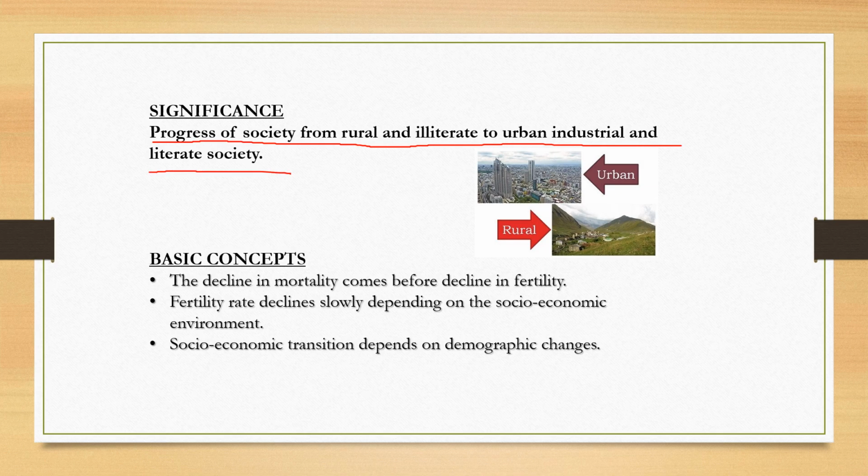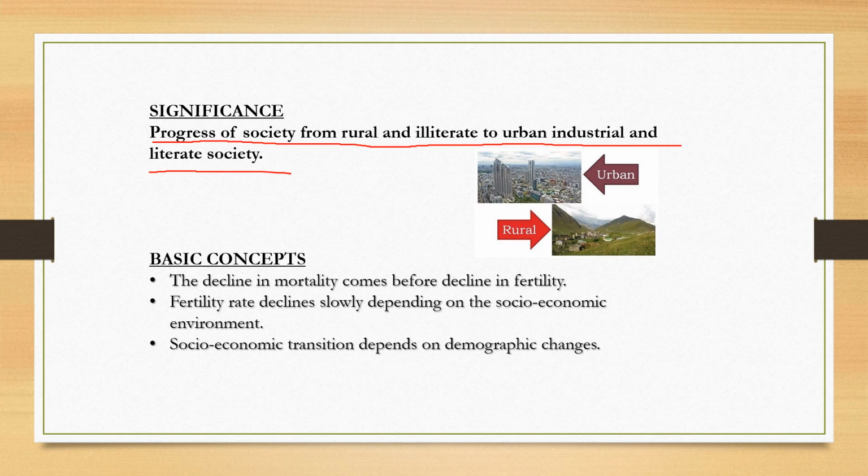So there are a few assumptions or concepts behind this theory. What are those assumptions? The decline in mortality comes before the decline in fertility. Mortality means the death rate, and fertility means birth rate. That means first the death rate will decline, after that the birth rate will decline.